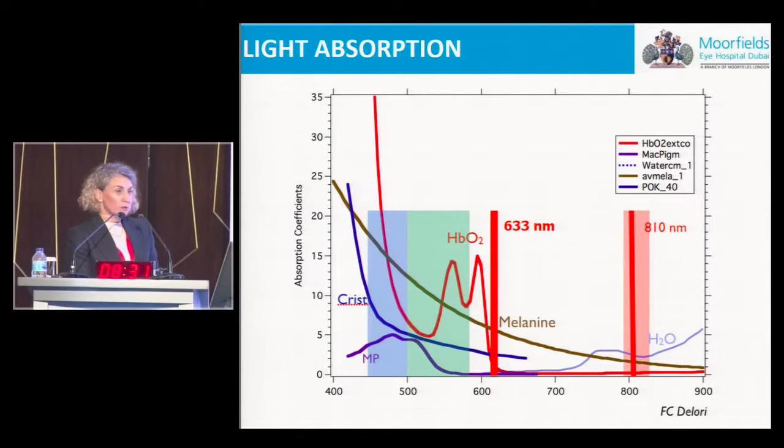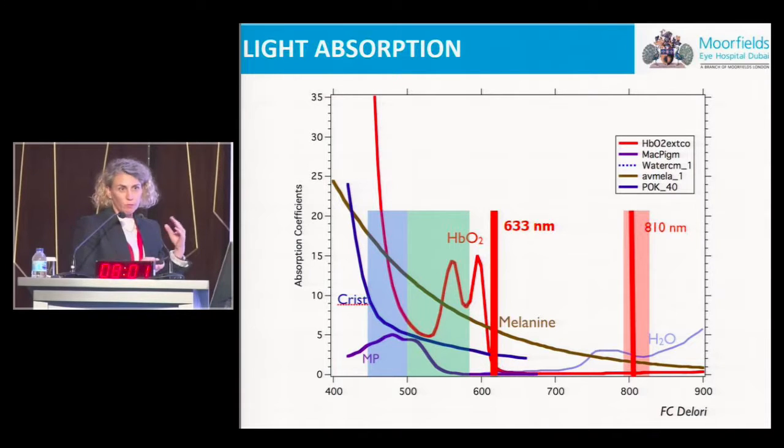It's also important to always remember, when you're looking at an infrared image, or any image really, to remind yourself what wavelength is used to acquire that image. Because, for example, the Optos, the wide field, has a 633 nanometer source. So it's not the same infrared image as the Heidelberg.